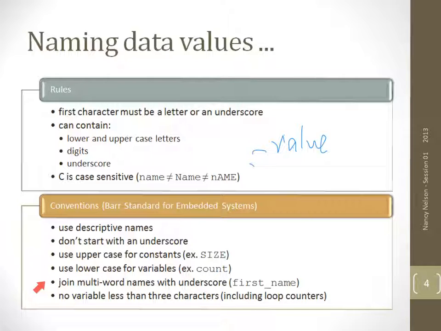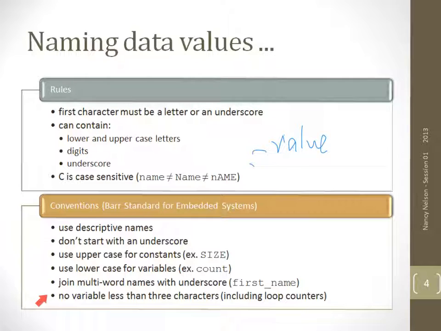Sometimes if you're looking at other people's code, you may see multi-word names that are joined either by an underscore, or sometimes they would use first no underscore and then a capital N here instead of a lowercase n. Those are both acceptable under the rules, but for embedded systems, it's recommended that we join multi-word names with an underscore.